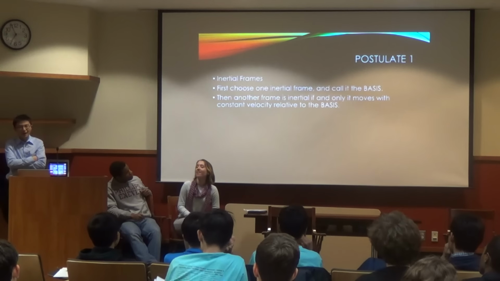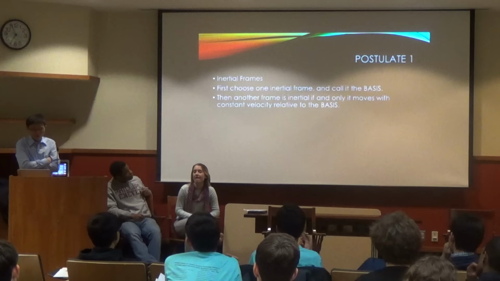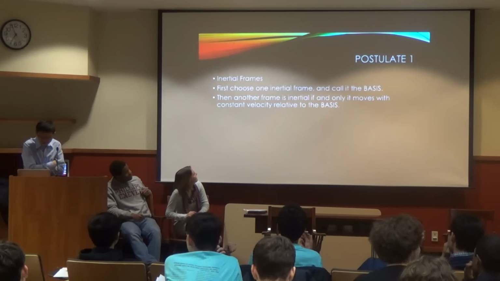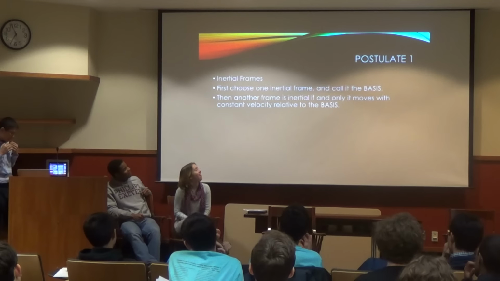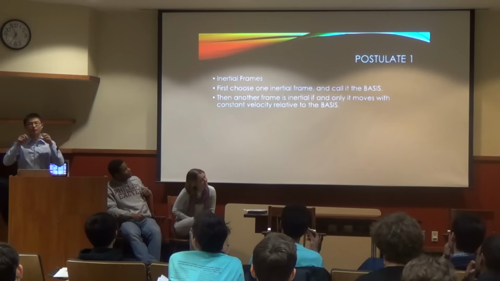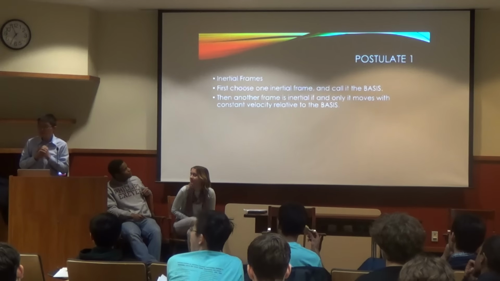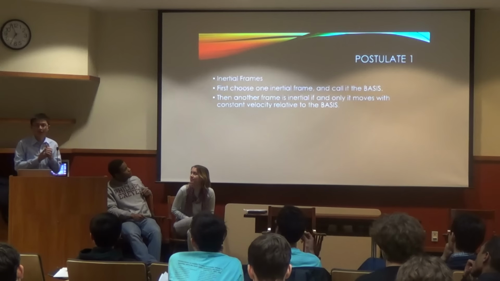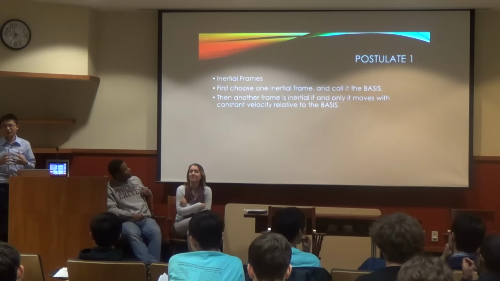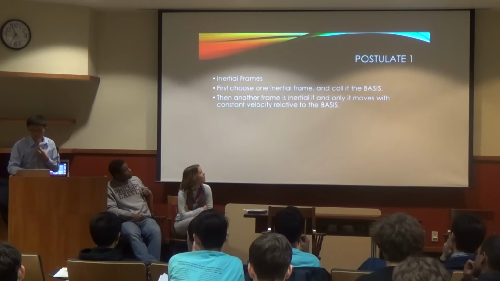After that, we're going to introduce the fundamental postulates of relativity. The first postulate basically says that if I choose one neutral frame, say on our Earth, when I stand still on Earth, this frame is inertial. But if somebody moves with a constant velocity relative to me, then he is also in an inertial reference frame. In fact, any frame that moves with a constant velocity relative to me will be an inertial frame. These frames are the basis of all our conversations today.